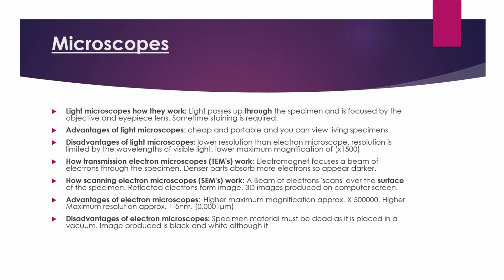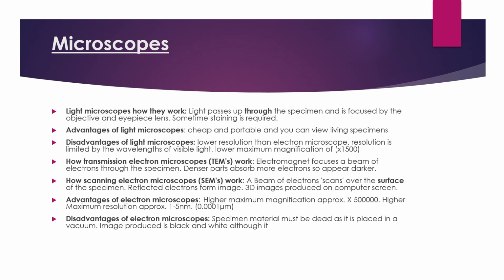How transmission electron microscopes work. Electromagnets focus a beam of electrons through the specimen. Denser parts absorb more electrons, so they appear darker. How scanning electron microscopes work. A beam of electrons scans over the surface of the specimen. Reflected electrons form an image. 3D images are produced on the computer screen.